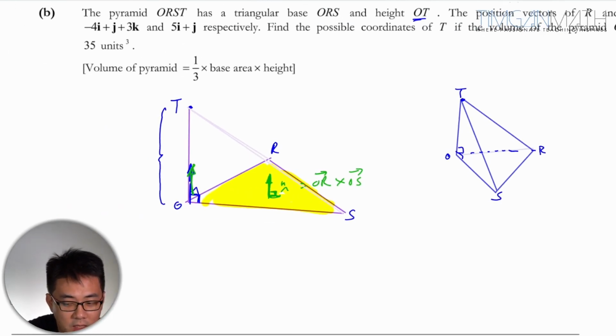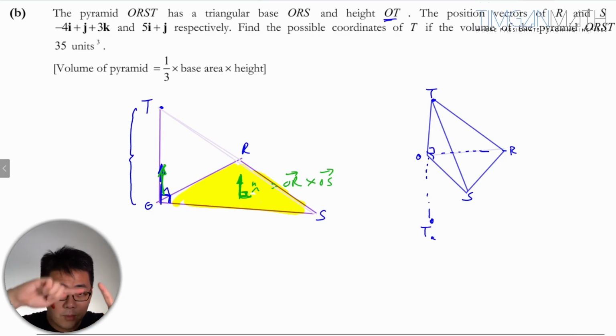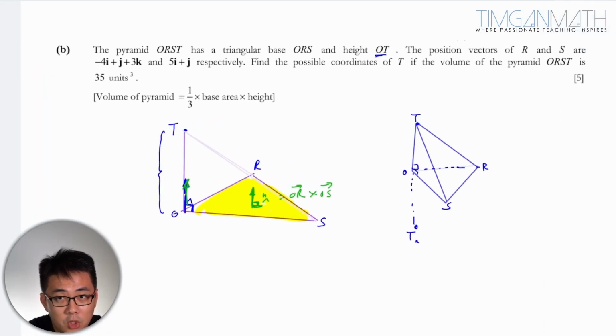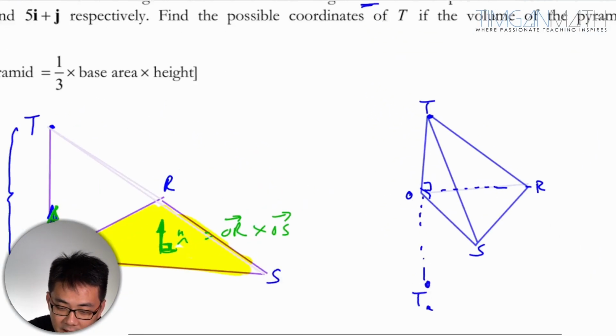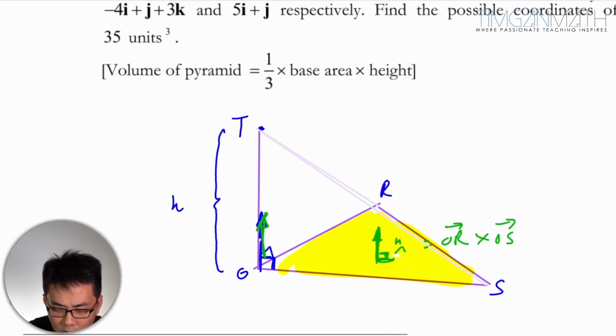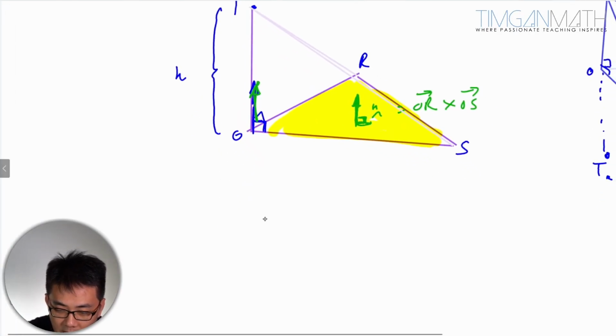Now, of course, this T is not the only position you can have, because now you're dealing with a three-dimensional form. You can also have a T below here, right? So T2 here, because the T can be on top or below. That's why there are two position vectors here. So your natural sense is to always go and find the height here. Okay, this is the height, which is the OT. Find the length of OT.